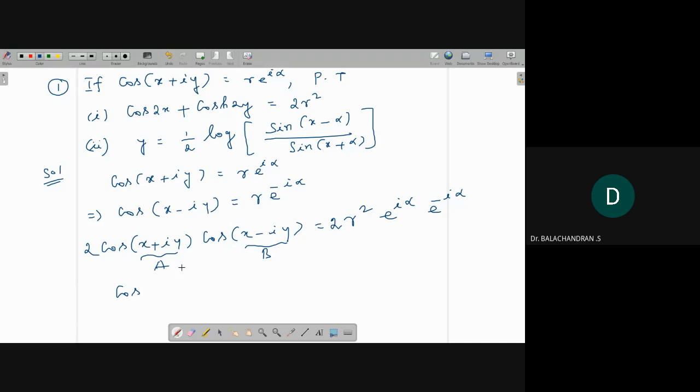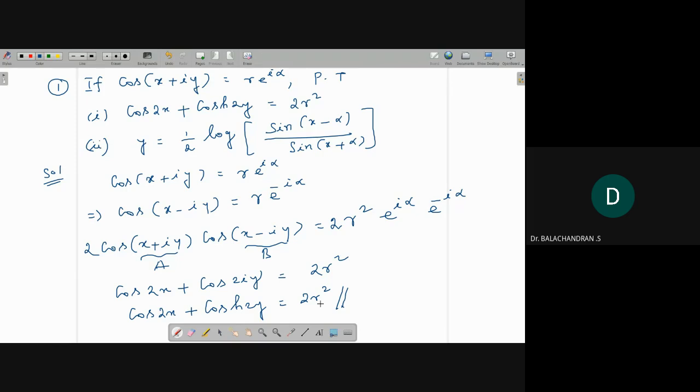if you add these two, you'll get 2x, plus cos of A minus B. What is cos of A minus B? Cos 2iy. It is equal to 2 into r square. So e power i alpha and e power minus i alpha get cancelled. Finally, you'll get cos 2x plus cos 2iy, which is cosh 2y, equal to 2r square.